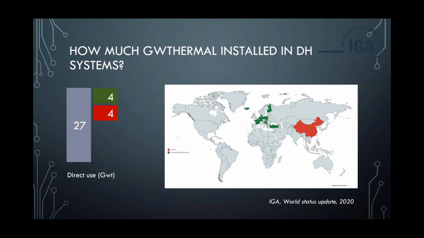China in red, around 4 gigawatt thermal, and let's say the wider European region of those who are contributing the most is around 4 gigawatt thermal as well, meaning that in total we have around 8 gigawatt thermal installed, which compared to the overall contribution to the district heating network, which is around 400 gigawatt thermal, we are still a very small player.